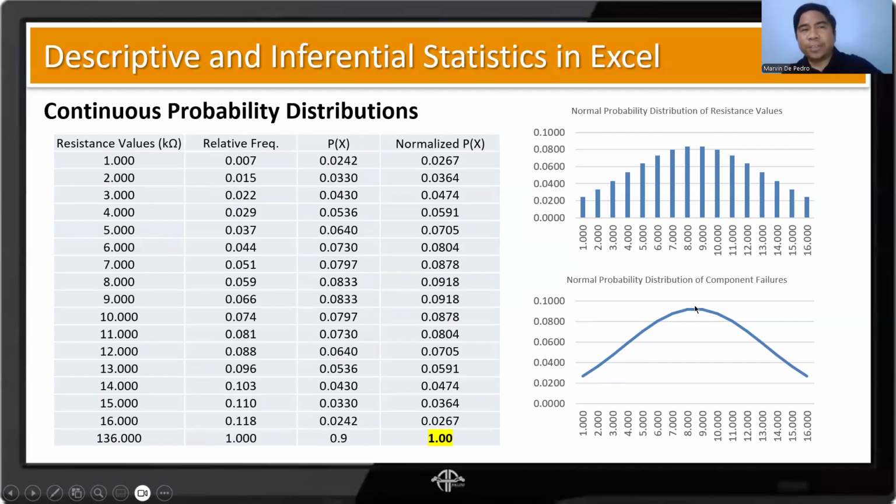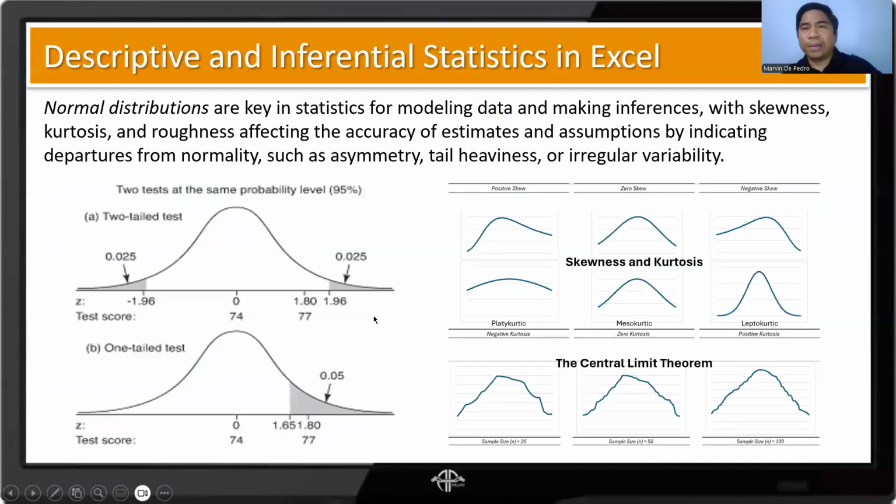So this is the one that was used for creating the plot. In addition to this, our main concern is the normal one. And we have exponential, but that's too advanced already. Normal distributions are key in statistics for modeling data and making inferences. Skewness, kurtosis, and roughness affect the accuracy of estimates and assumptions by indicating departures from normality such as asymmetry, tail heaviness, or irregular variability. In short, what we want is our data to be normal.